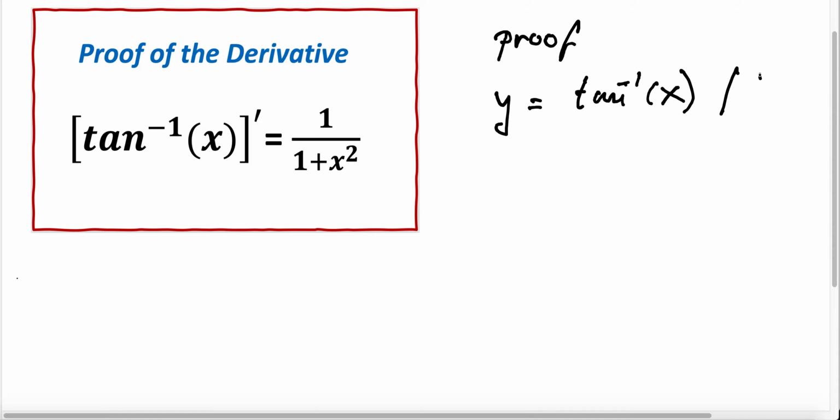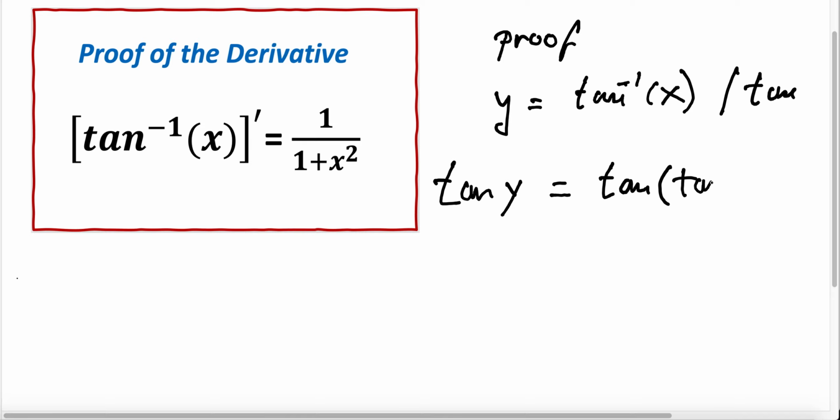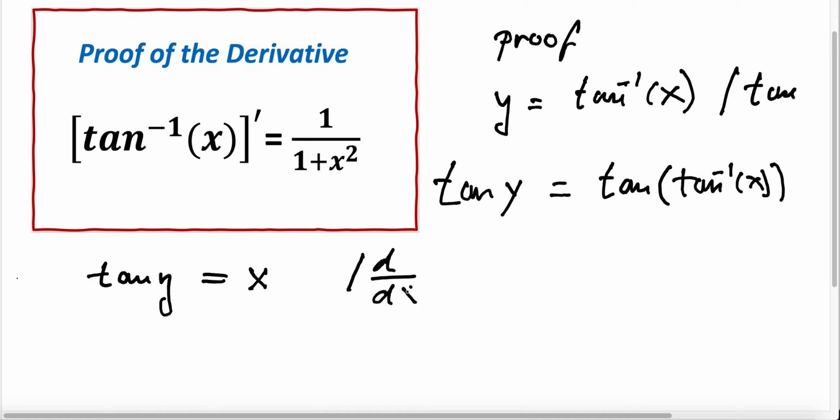Okay, now we are going to take the tangent of both sides, so we multiply by tangent on both sides, and we have tangent y is equal to the tangent of the inverse tangent of x. And now tangent y is going to be equal to, so tangent of inverse tangent is 1 times x, which is x. And this one we are going to differentiate with respect to x.